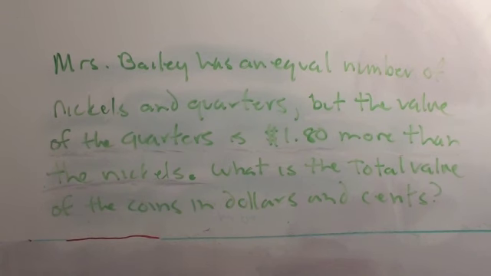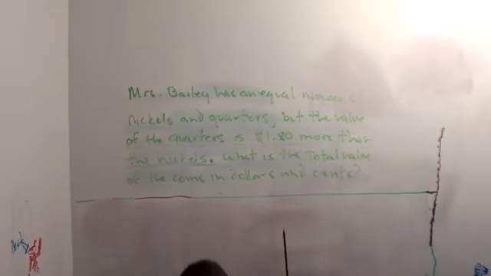Okay. Mrs. Bailey has an equal number of nickels and quarters. But the value of the quarters is $1.80 more than the nickels. What is the total value of the coins in dollars and cents? Okay, do you understand this problem? Yes. Okay, what do we know about the number of nickels and quarters? The number of nickels and quarters are the same.